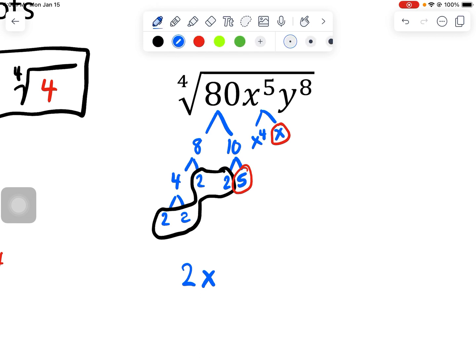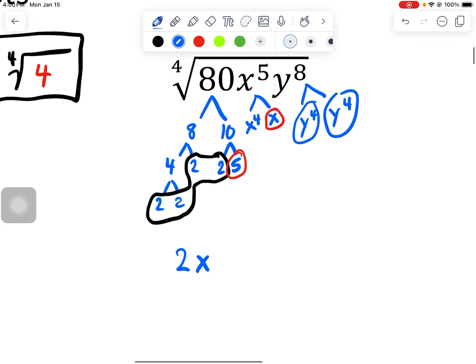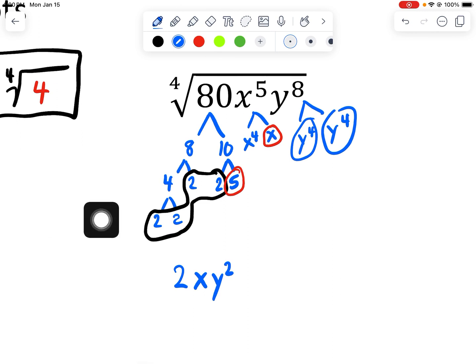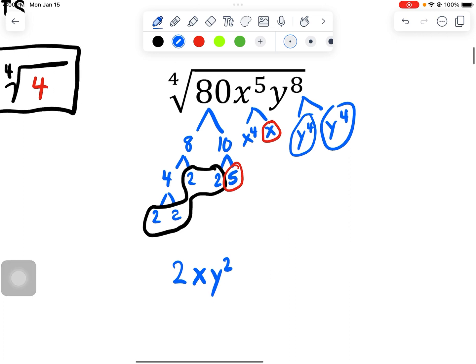When I do the next one, though, y to the eighth, that's the same as y to the fourth times y to the fourth. And that's a group of 4 and another group of 4. So since I have two groups, those are going to come out as y squared. You could also think of it as 8 divided by 4 is 2. So that's the number of y groups you can pull out, 2 groups of 4. And then we're still left with those pieces on the inside, so don't forget about that 5 and that x.